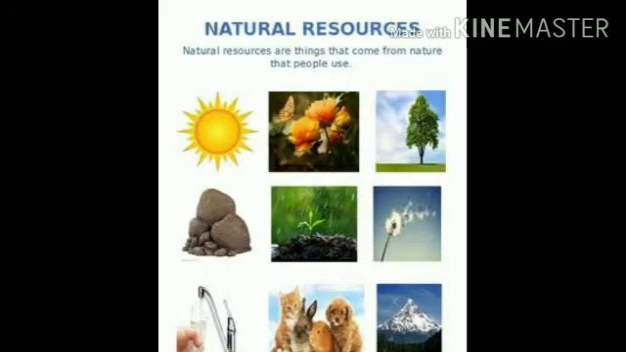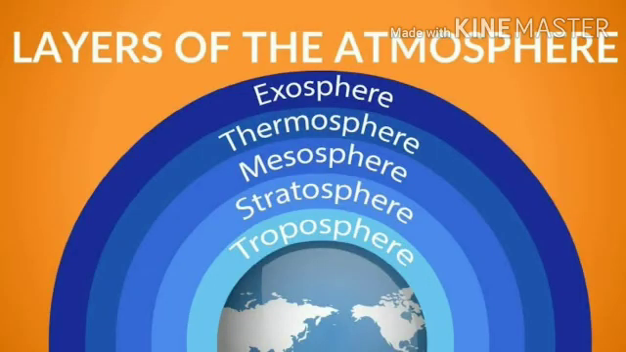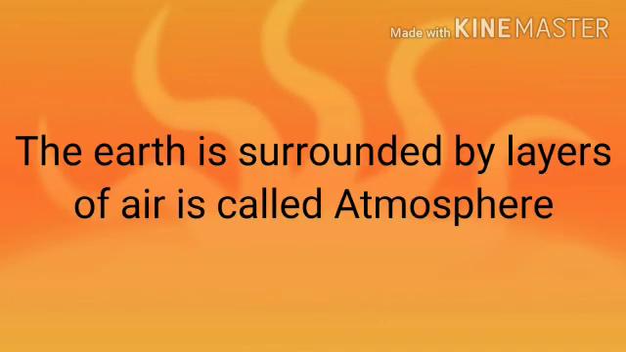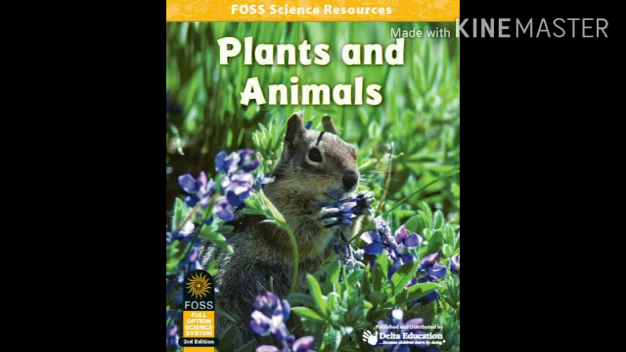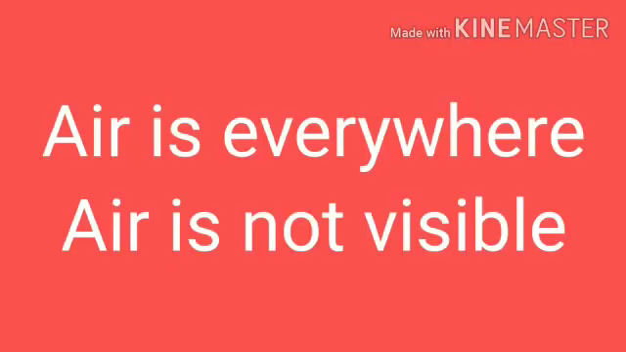Air is one of the natural resources. The earth is surrounded by layers of air called atmosphere. Air is very essential for sustaining the life of animals and plants. Air is everywhere, but it is not visible.